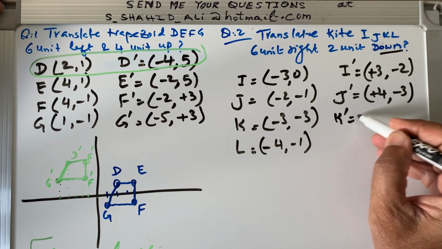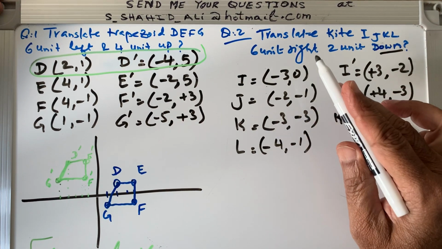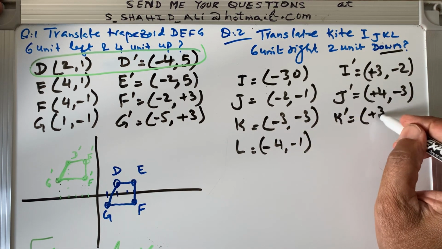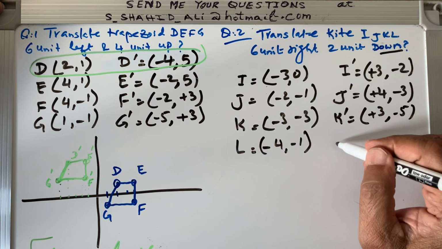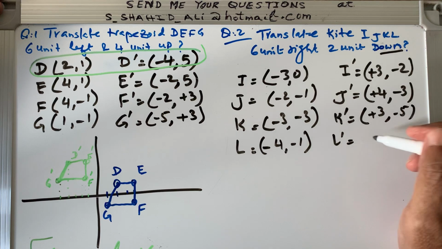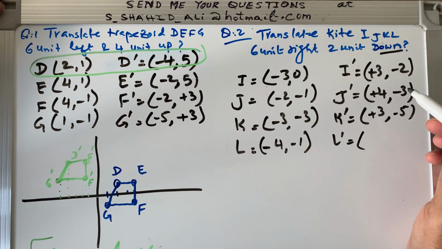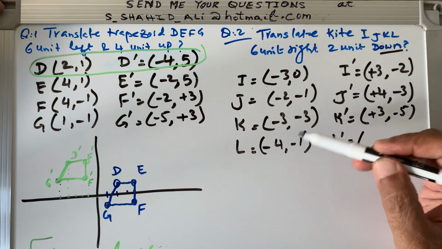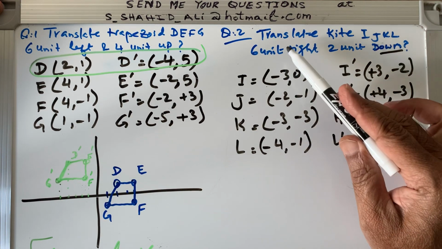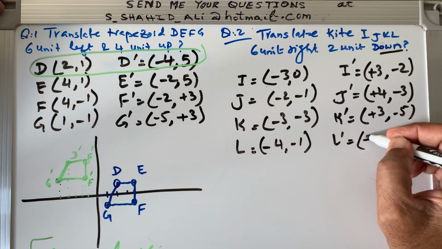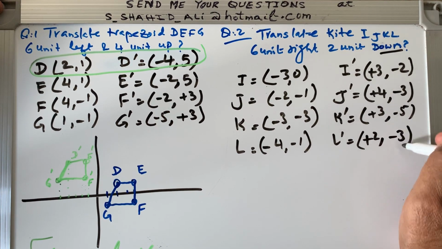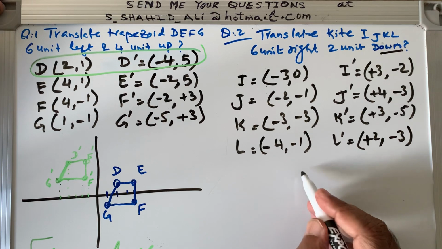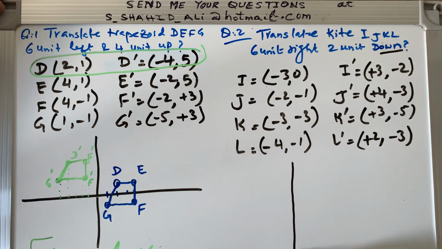Then K dash. -3 plus 6, that is plus 3. -3 minus 2, that is -5. So when you are practicing this, you will have no trouble doing it. But you can learn with me. -4 plus 6 is plus 2, right? -1 minus 2 is -3. So we have all the translated coordinates: I dash, J dash, K dash and L dash.